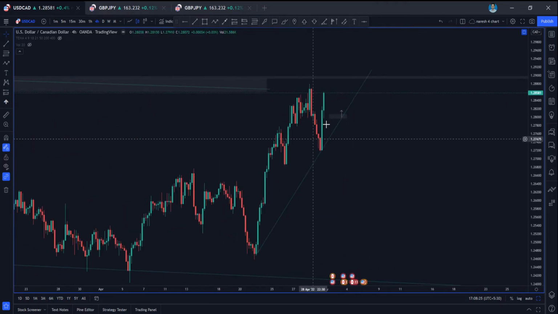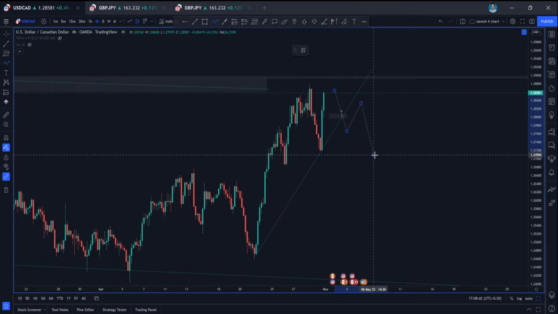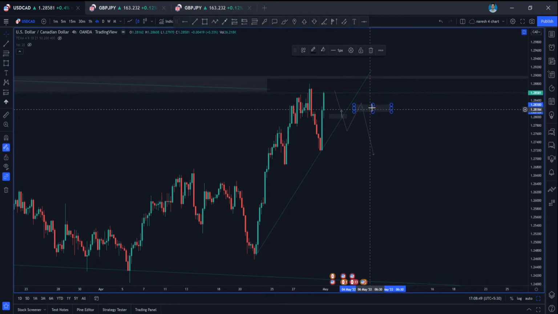And if it is not able to break this high and moves down, forming a double top, I'll be looking for short entries after a pullback like this. It should be like this. So if it is not able to break this, we'll be looking for a drop like this. So basically I'll be looking for short entries in this area where there is a formation of a lower high.